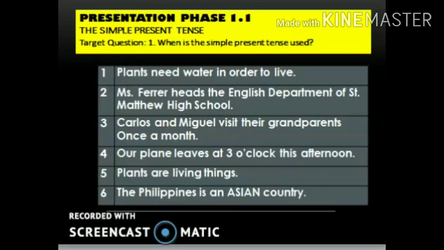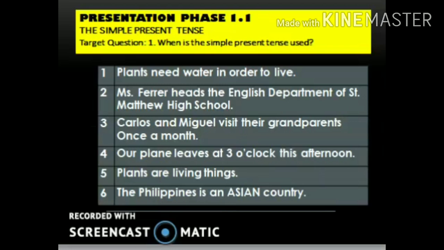It expresses a fact or something that is true or correct. In number two sentence, what do you think does it express? It expresses a present action or an action that happens at present. In number three sentence, what action does it express? It expresses a present habitual action or an action that is habitually done at present.